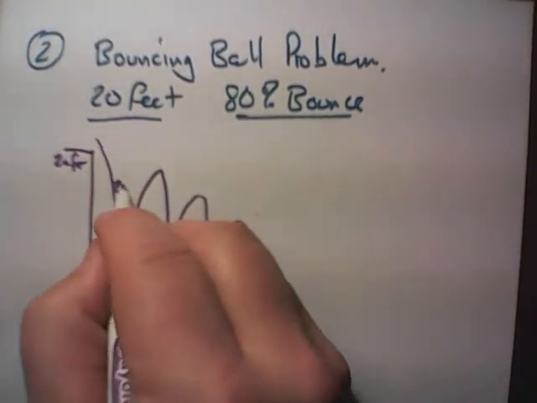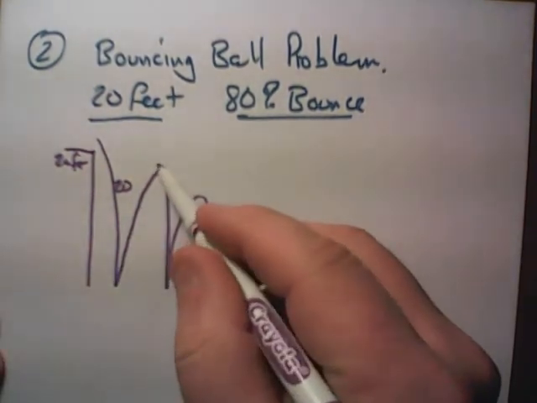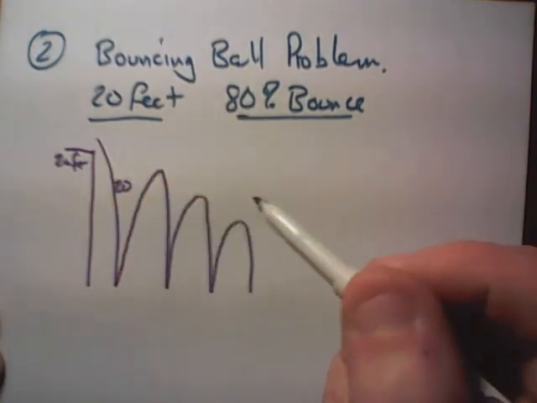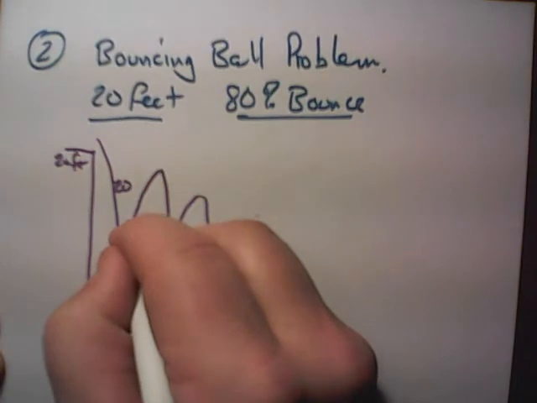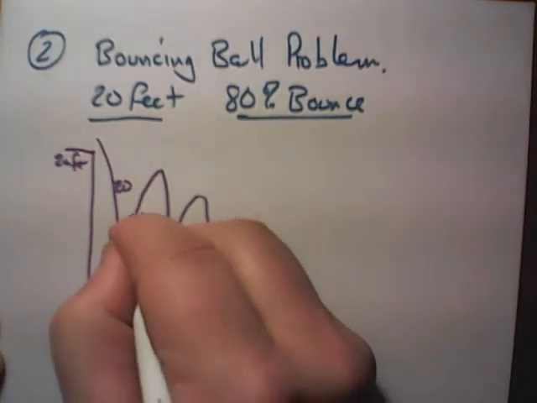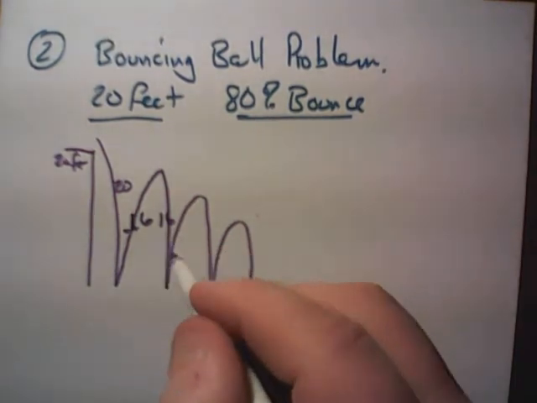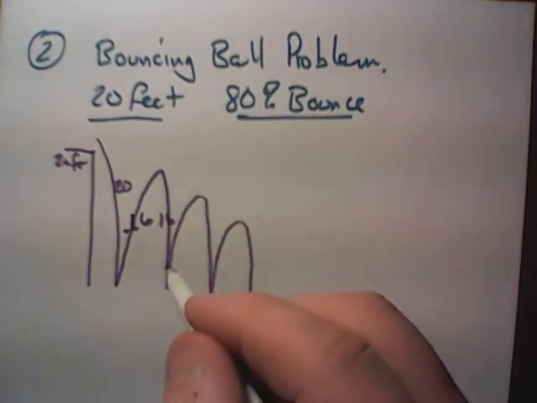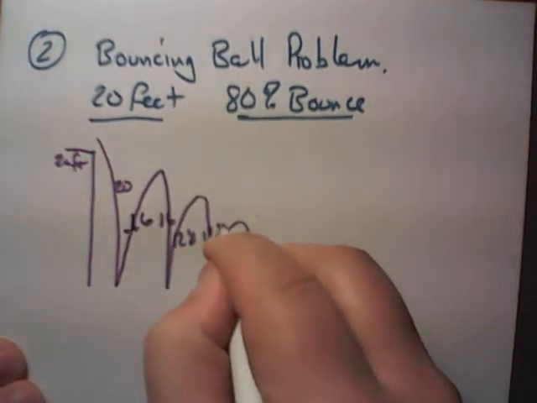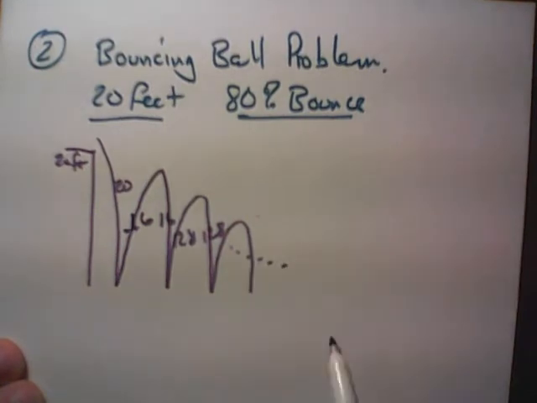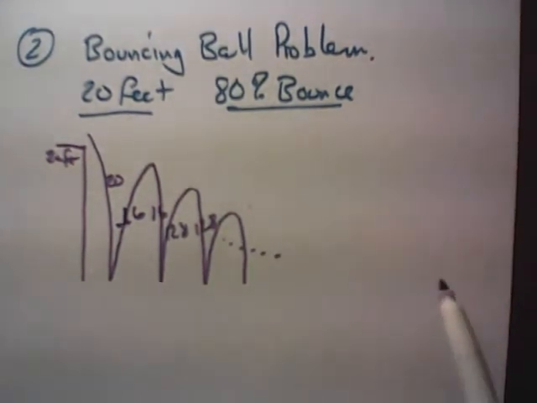So we know that the first drop is going to be 20 feet. We know that when it comes back up, it's going to come back up 80% of 20 feet. So if we multiply 20 times 0.8, that means it's 16 feet, which means it's going to go down 16 feet. And then it's going to bounce back up 80% of 16 feet, which is 12.8. And it's going to go down 12.8. And that's going to continue forever until it gets so close to 0 that we really can't tell a difference anymore.